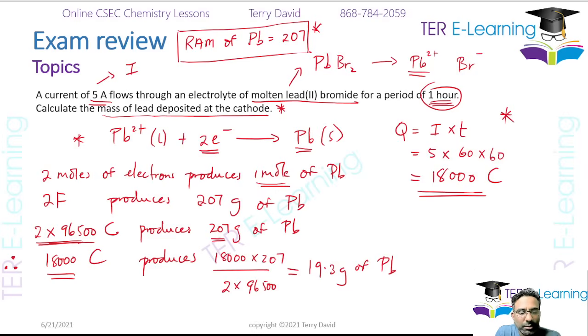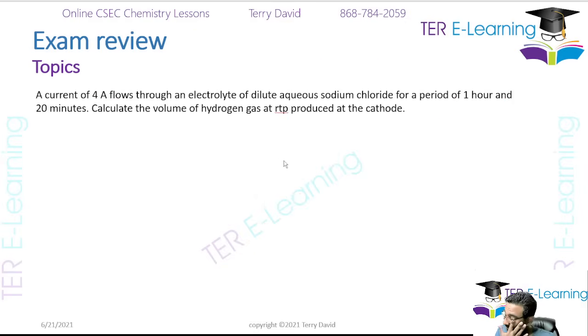All right, so that's my answer for that question. Now let's do our next calculation here. In this one, I have a current of 4 amps. So this is my I, right?